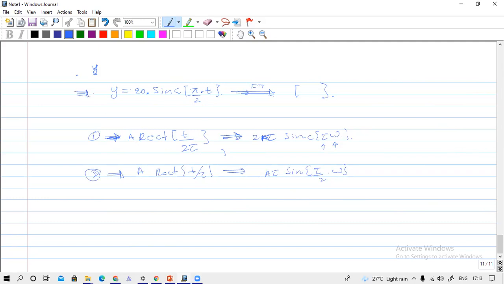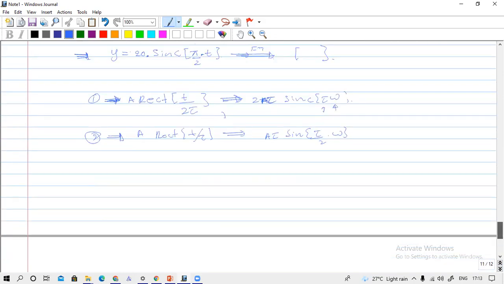Okay, so here we have this signal, and if I draw it, this is a time domain signal. The amplitude is 20, and it is a Sinc pulse, so it goes like this. What is this point and this point, you can easily find.